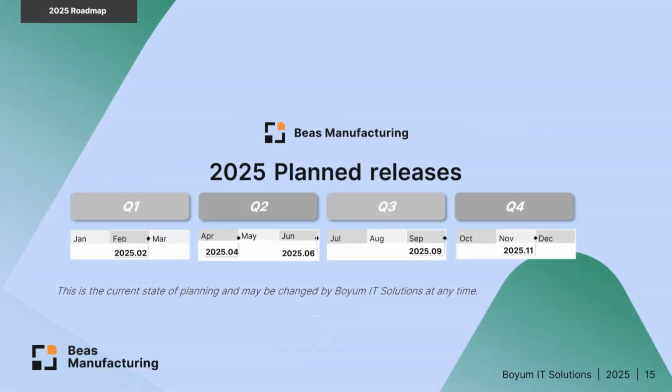This concludes our introduction to the 2025.06 version of Beas Manufacturing. According to our release roadmap, our next version will be 2025.09 to be released at the end of September 2025.